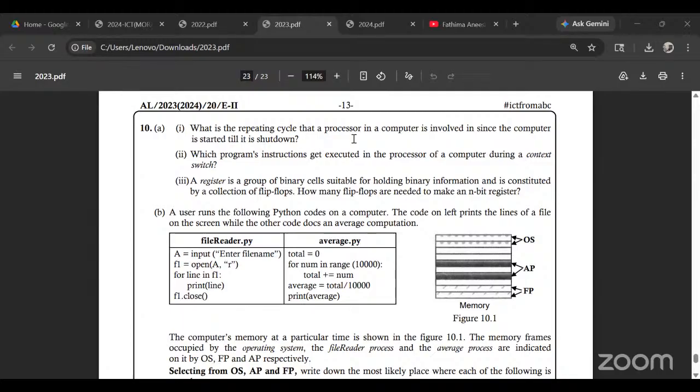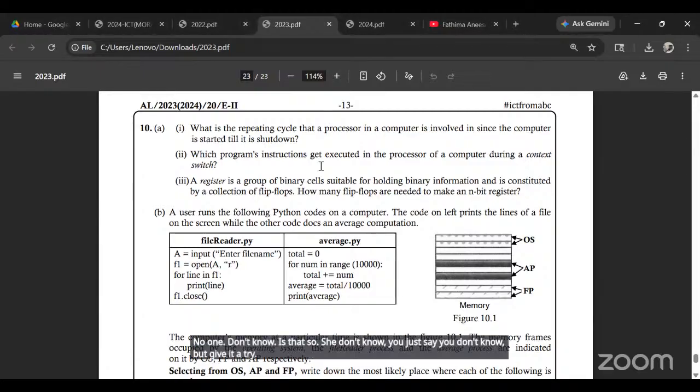No one. Don't know. If you don't know, you just say you don't know. But give it a try. What if they ask you a question like this? What will you do? Just look at the paper and stare at it, right? So try, give a guess. The repeating cycle is easy, guys. Haven't you studied?